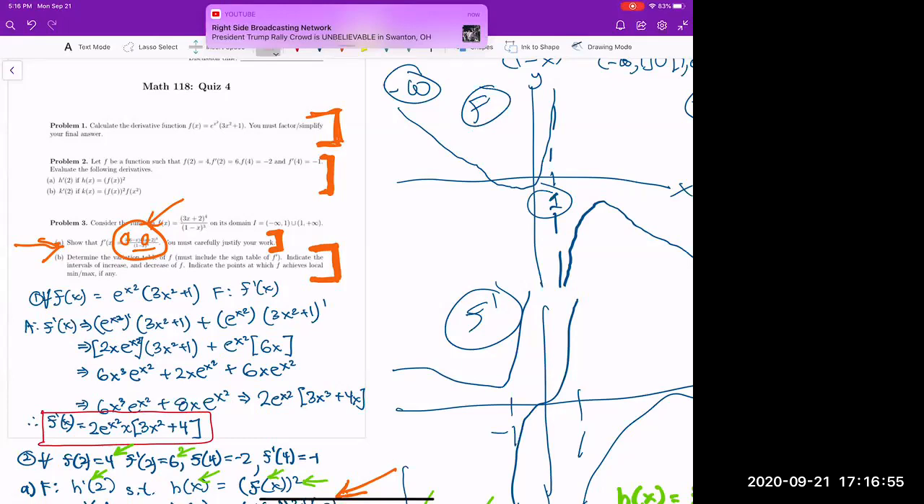And then what's your guys' system for figuring out the minima and the maxima?